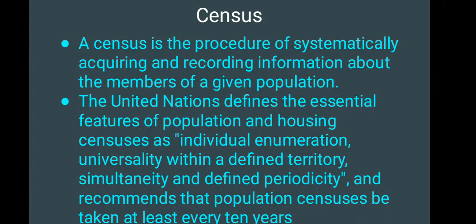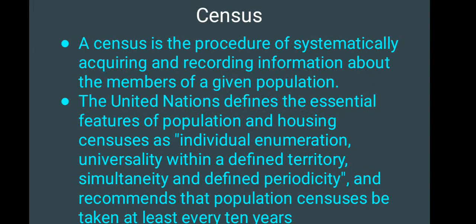A census is mainly used for populations, so I will show you, and listen to this definition carefully. Census is a procedure of systematically acquiring and recording information about the members of a given population. So all the people who live in this population are recorded in the census. Let us see the definition of census as well.